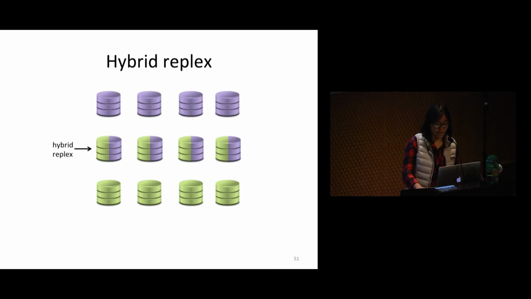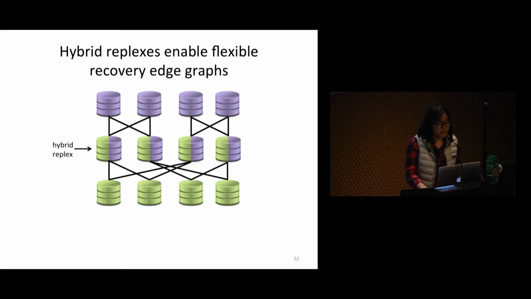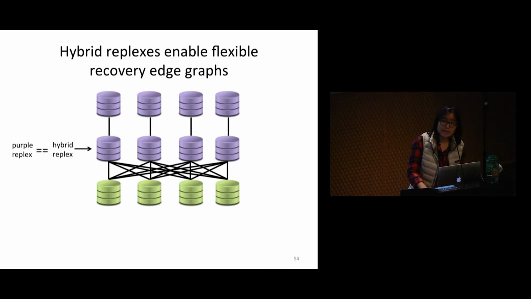So one recovery edge graph could look like this. Another one could look like this. And for the astute observer, the recovery edge graph that looks like this is basically when the hybrid replex is equivalent to just another purple replex. So what's great about having flexible graphs? The point is, every recovery edge graph becomes a point in your trade-off spectrum between recovery time and request amplification.